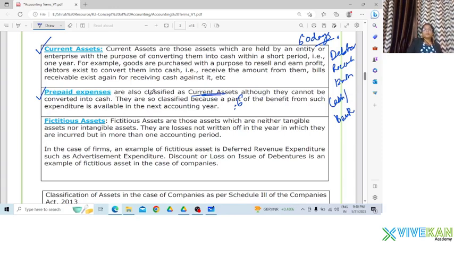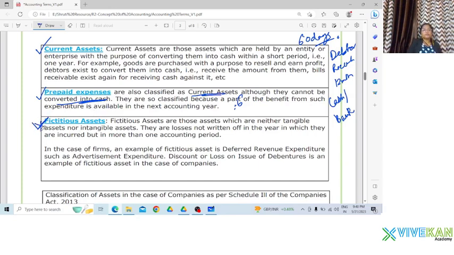So this is called a prepaid expense. Now, one thing is that you cannot convert this into cash, because once you have paid the rent, you have to avail the services, and you intend to avail the service. You don't intend to convert it into cash, unlike other current assets.